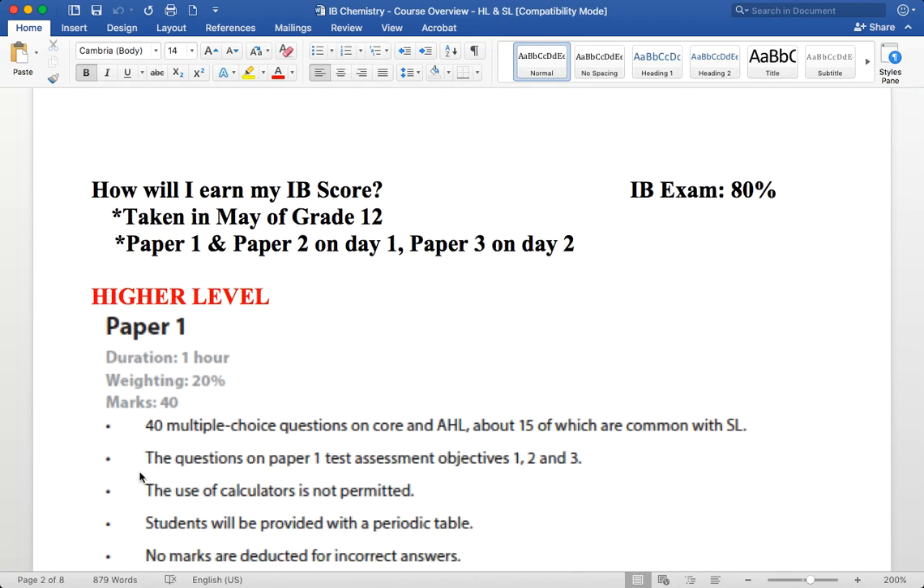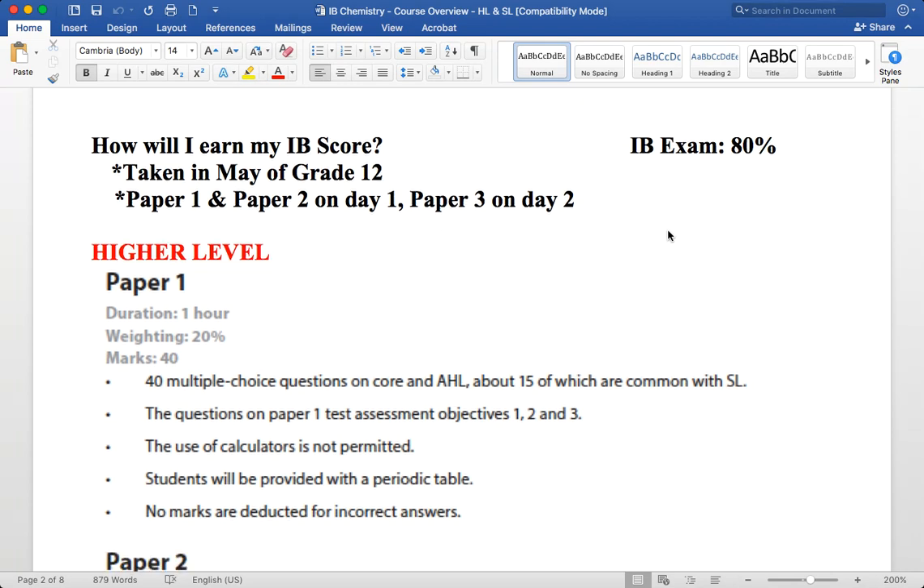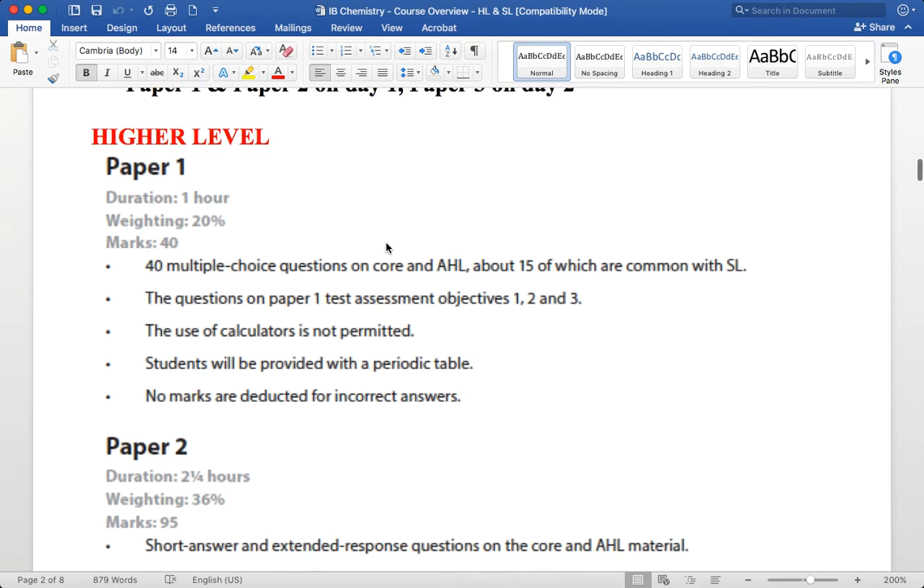Okay, so how do you earn your IB score? 80% of your score comes from the IB exam. The IB exam is taken in May of grade 12, and it's assessed on 3 different papers, as they are called. Paper 1 and paper 2 are taken on the first day, and paper 3 is taken on the second day. So for the higher level, paper 1 is a 1-hour, 40-question multiple choice test.